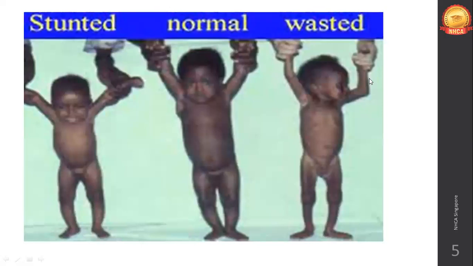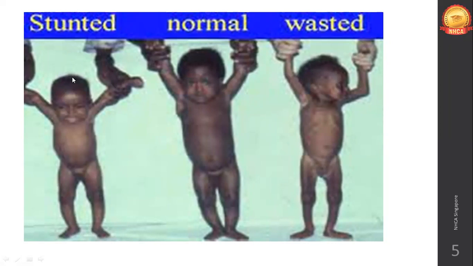Then you have stunting, dwarfing, and underweight children. This is a normal child in the center. Compare a normal child with a stunted child and a wasted child. Remember, these three children are of the same age, but you can see the difference in their development. The child who has stunting, their weight is not that much of an issue, but you can see the height. They are not able to catch up with normal growth in their height.